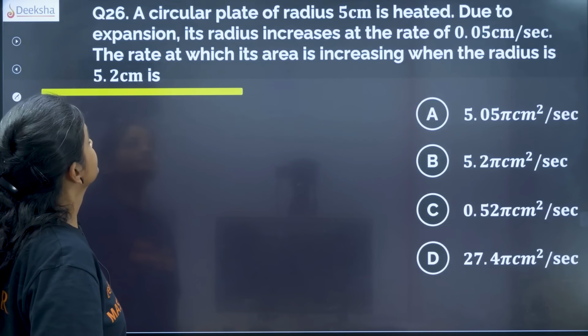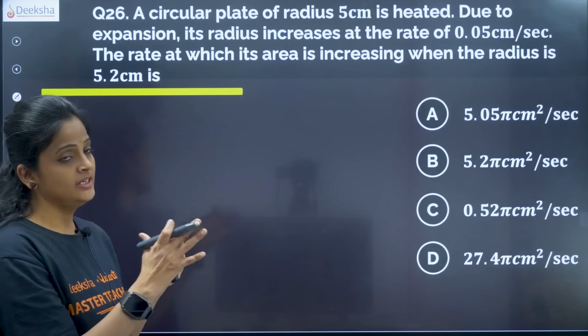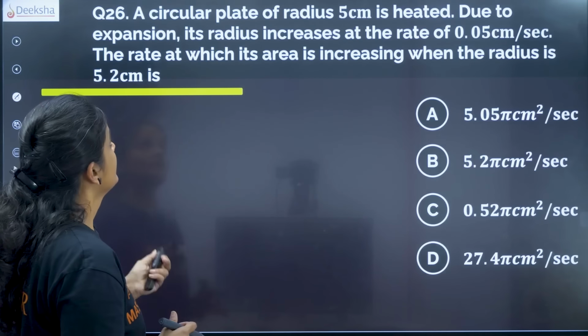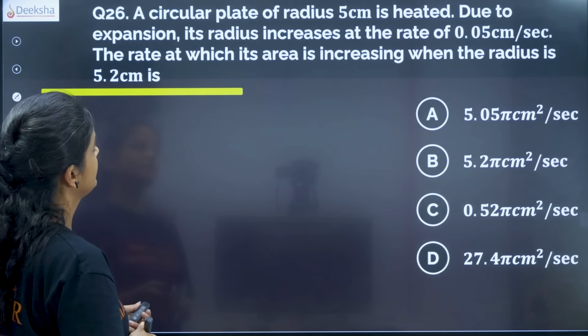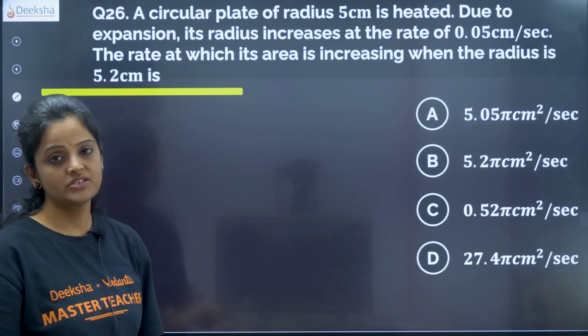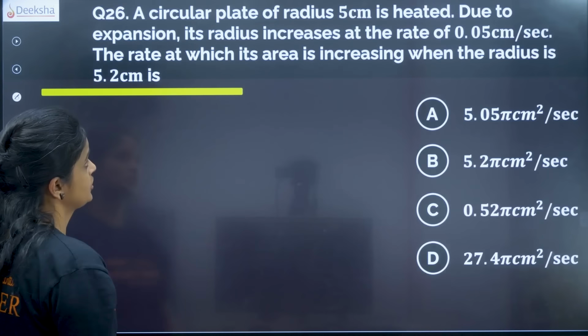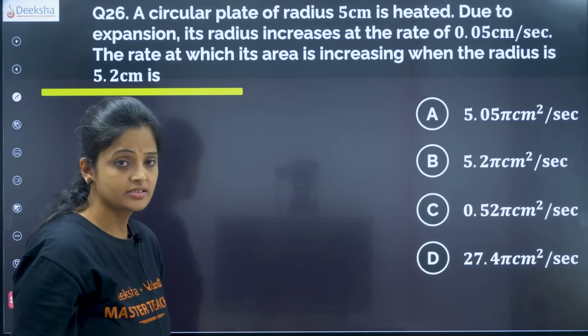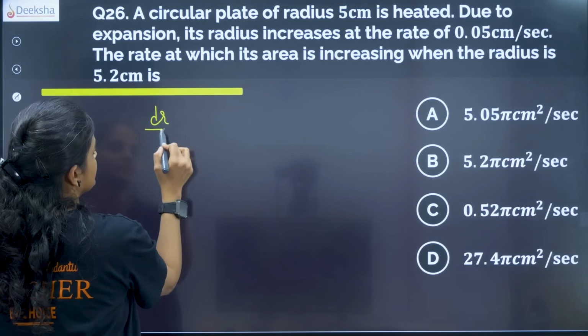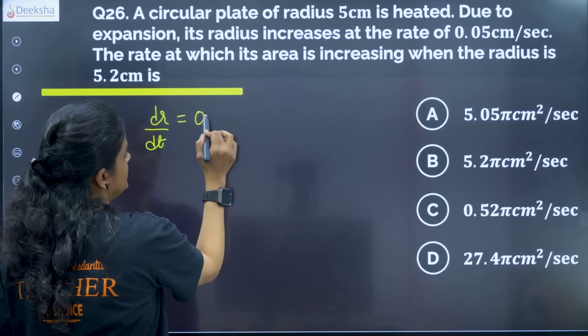Okay. Next question. See, read out the question properly, take the data. Okay. Application of derivatives. A circular plate of a radius pi is heated. Due to the expansion, its radius increased. So radius is increasing, dr by dt. Capture the data properly.